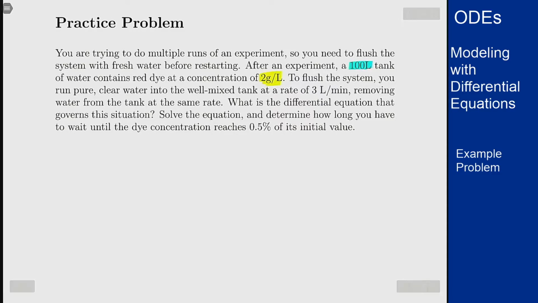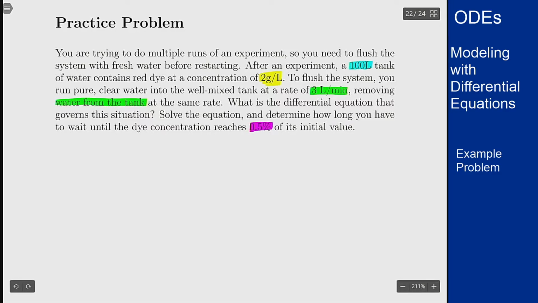We're going to add in water at a rate of 3 liters per minute to clear it. That's going to be clear water with no dye in it. And we're going to remove the water from the tank at the same rate. So I want to write the differential equation and then solve it and use that to tell me how long it will take to get down to 0.5% of the initial value.